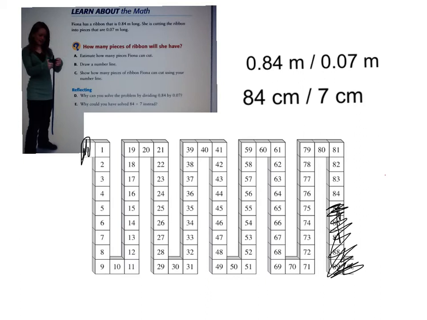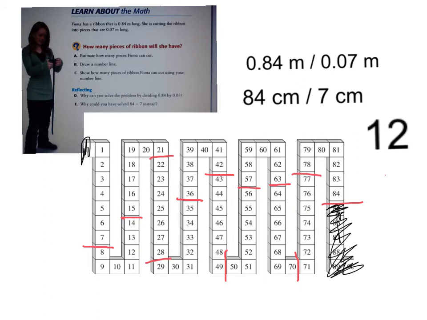Okay, I'm just going to make some slices here every 7 centimeters. So there's 1 piece, 2 pieces, 3 pieces, 4 pieces. If you know your multiples of 7, this helps know where to make the cuts. 5 pieces, 6 pieces, 7 pieces, 8 pieces, 9 pieces, 10 pieces, 11 pieces, 12 pieces.